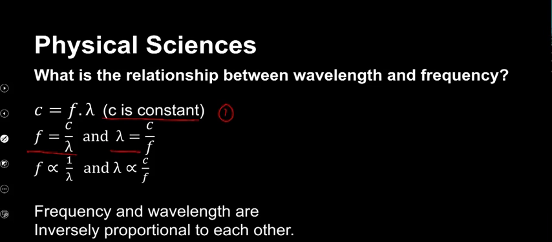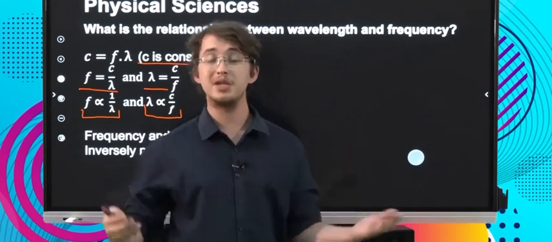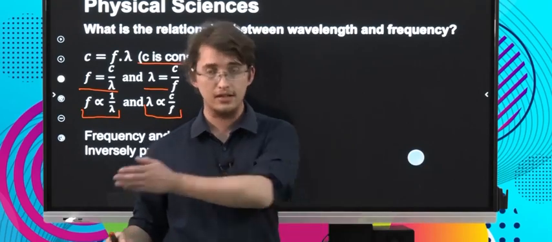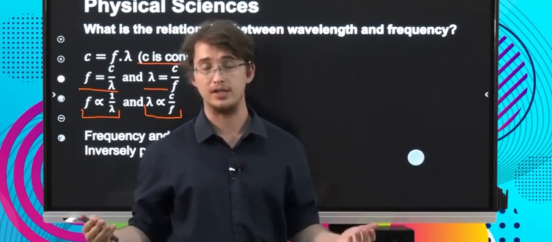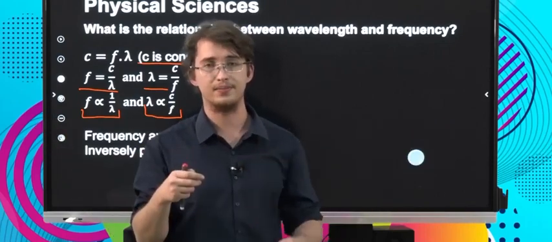What is the significance of this manipulation? Well, it allows us to clearly see that frequency is inversely proportional to wavelength, and wavelength is inversely proportional to frequency. What does this mean? Well, this means that for electromagnetic radiation, as the frequency of the radiation increases, its wavelength tends to decrease.